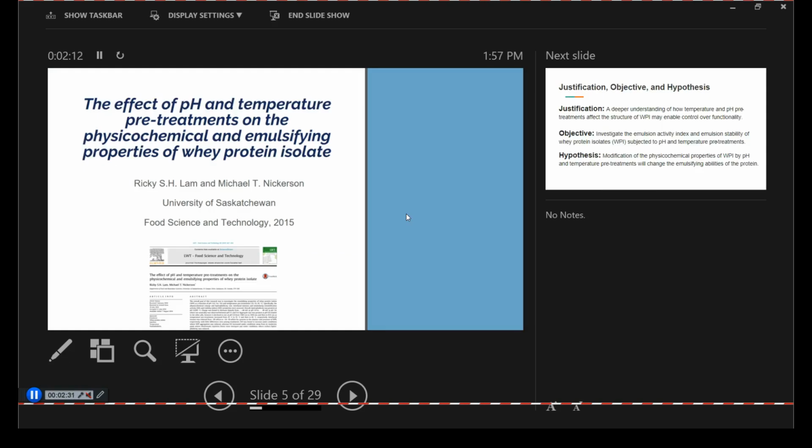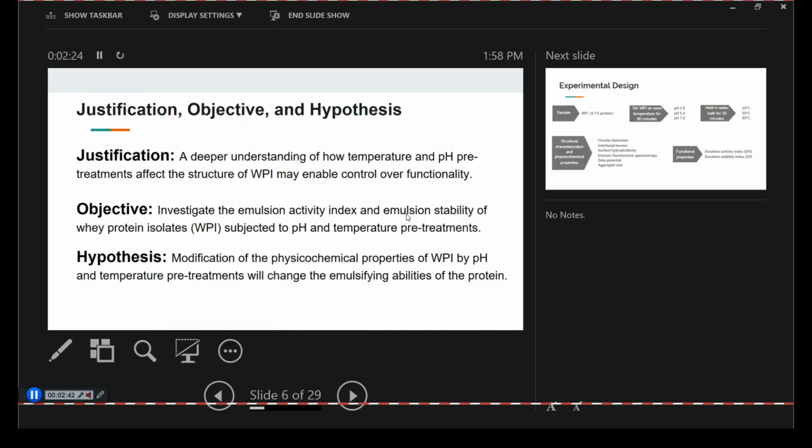So Article 1 was titled The Effect of pH and Temperature Pretreatments on the Physicochemical and Emulsifying Properties of Whey Protein Isolate, performed at University of Saskatchewan in 2015. And basically why they wanted to do this work, they were looking for a deeper understanding of how temperature and pH pretreatments would affect the structure of whey and possibly improve functionality. Their objective was to investigate the emulsion activity index and emulsion stability of whey protein isolates subjected to pH and temperature pretreatments. And the hypothesis was that these pretreatments would essentially change emulsifying abilities.